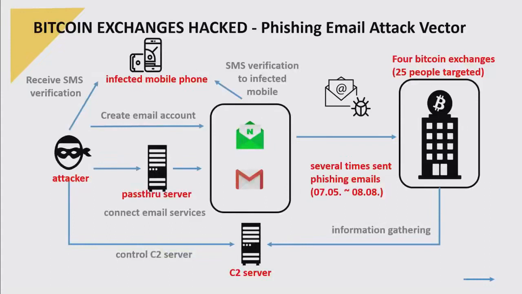This graph is showing the attack vector of this campaign. To send a spear phishing email, the attacker not only used compromised email accounts, but also new email accounts created by them. In South Korea, the largest email service provider requires SMS authentication during email account creation. So the attacker infected some mobile phones with the mobile version of the malware, then used the compromised phones to do the authentication. After that, they sent phishing emails to deliver malware several times from July to August last year.